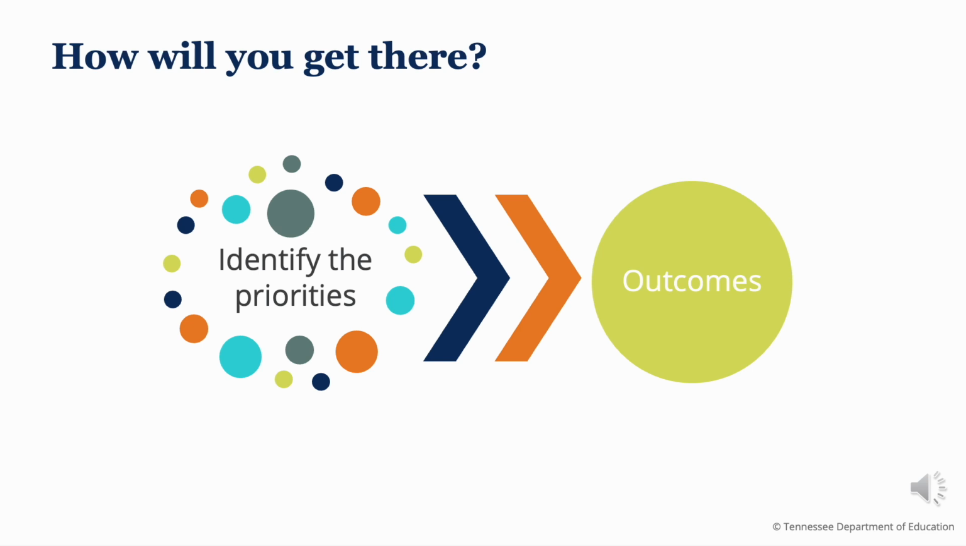How will you get there? Is your special education system designed to drive improved results for students with disabilities? Does your APR matrix reflect your priorities in the LEA in improving the outcomes? Are you using your APR data and other data sources all throughout the year to drive the work?